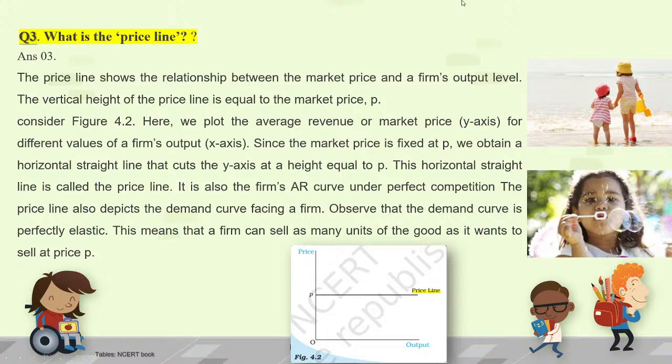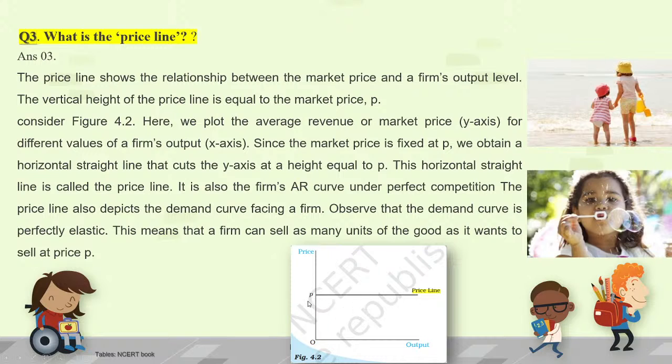Now what is the price line? See, the price line simply shows the interrelationship between the market price and the firm's output level. Like here, we are studying perfect competition. So here this is the price line. This horizontal line parallel to the x-axis, as you can see in this diagram, where price has been shown on the y-axis and output has been taken on the x-axis. This straight line parallel to the output axis is the price line. Now it cuts the y-axis at a height equal to P.